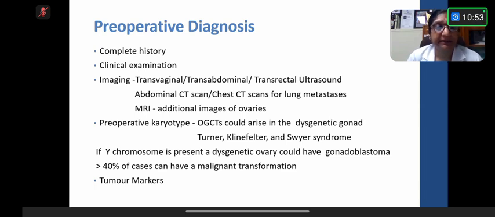A preoperative karyotype is indicated, especially if you're suspecting a dysgerminoma, because some of these can arise in a dysgenetic gonad, which could have a gonadoblastoma, and that can go on to have a malignant transformation, which is seen in more than 40% of the cases. So this is associated with some of the syndromes like Turner syndrome, Klinefelter's, and Swyer's syndrome.